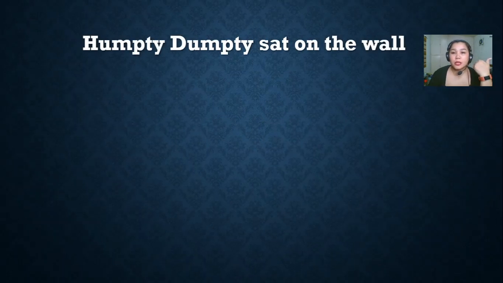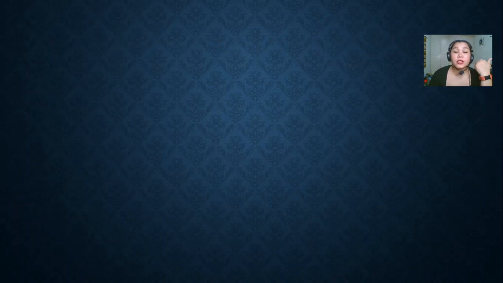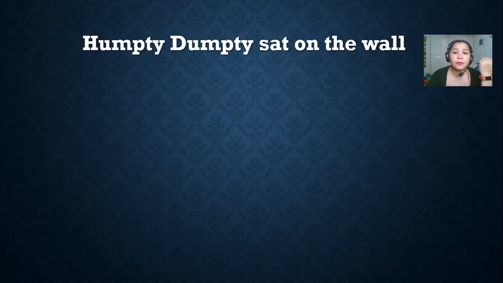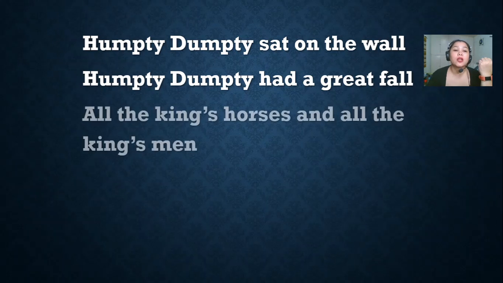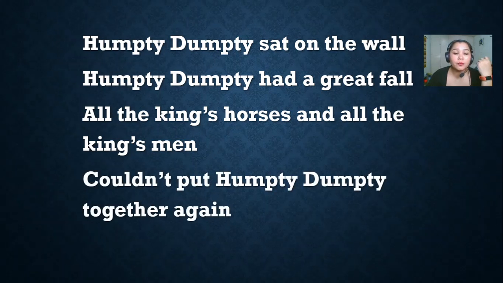Okay, so this is a nursery rhyme. So we have Humpty Dumpty sat on the wall. Humpty Dumpty had a great fall. All the king's horses and all the king's men couldn't put Humpty Dumpty together again. So for this nursery rhyme, we have 4 lines. Line 1 is Humpty Dumpty sat on the wall. Line 2 is Humpty Dumpty had a great fall. Line 3, all the king's horses and all the king's men. Line 4, couldn't put Humpty Dumpty together again.